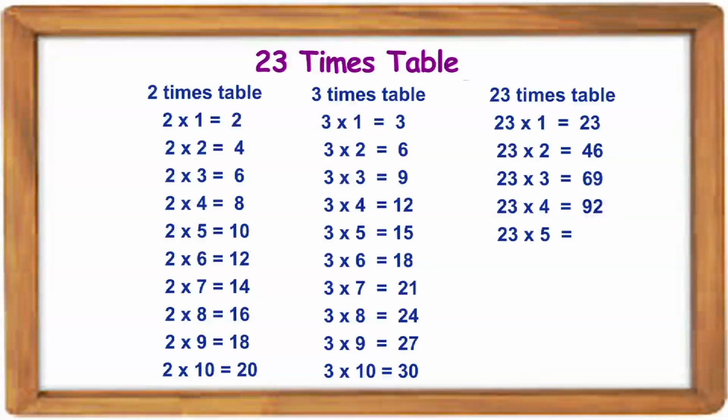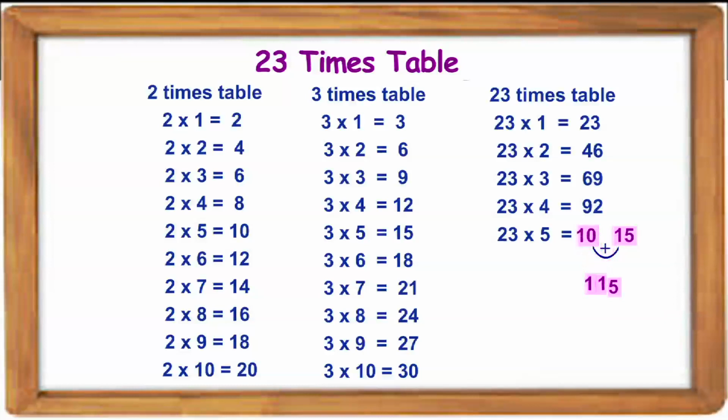Now we write 23 times 5 as 15 is here, 10 is here. We write units digit as 5 and we carry over 1 to 10. So it becomes 11. Therefore, 23 times 5 is 115.